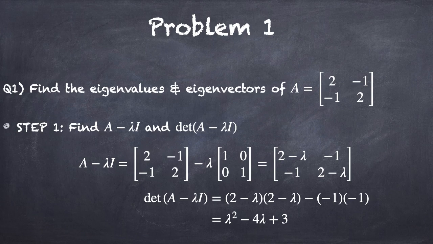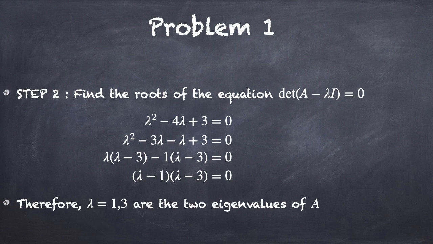Okay, so once we have found A minus lambda I, we compute the determinant of that expression. As this is a 2 by 2 matrix, we don't need to worry about anything. This is just the direct formula: multiply the diagonal entries and subtract the product of the off diagonal entries. So we multiply 2 minus lambda with 2 minus lambda, and subtract the product of -1 and -1. After simplification, it gives us the equation lambda squared minus 4 lambda plus 3. Now this is a quadratic equation, and we need to find the roots of this equation in the next step.